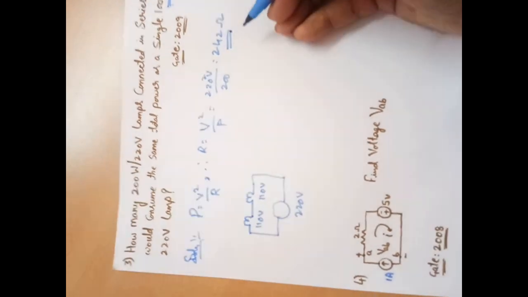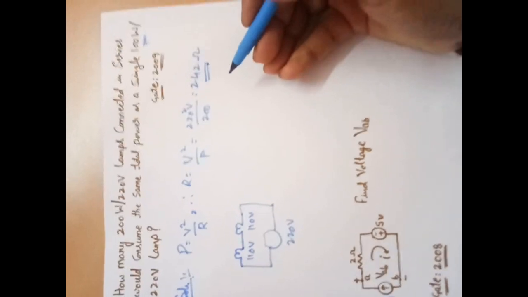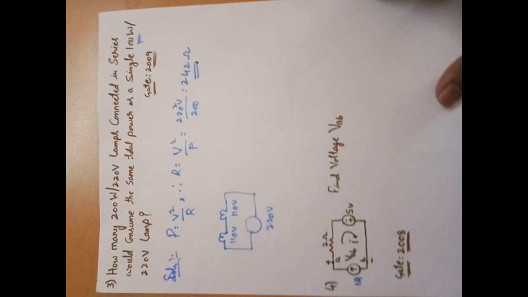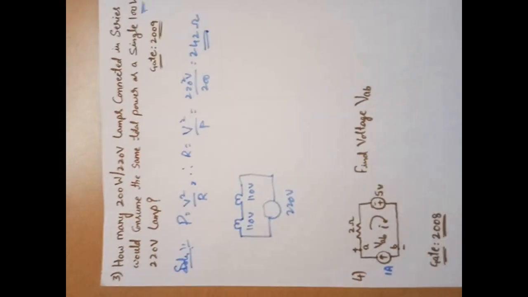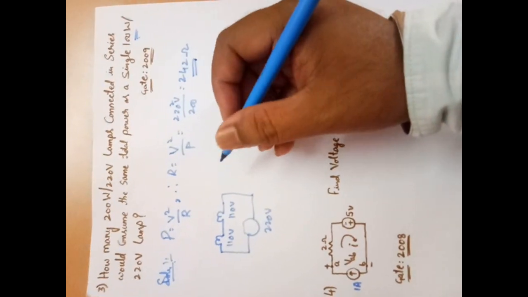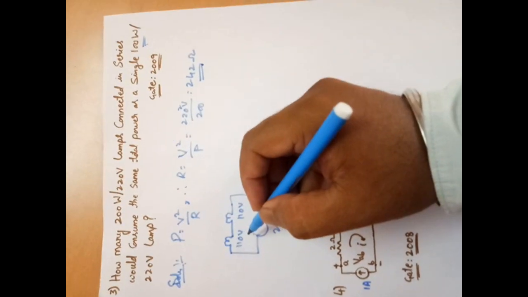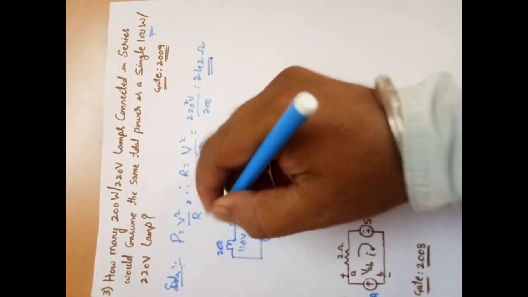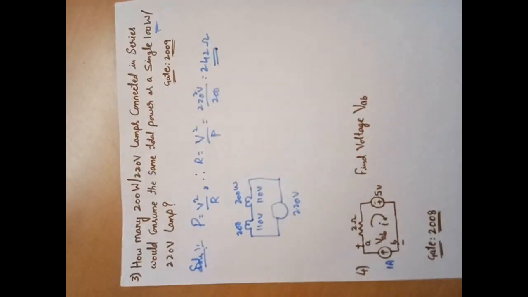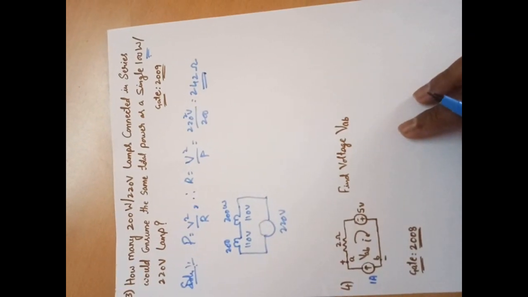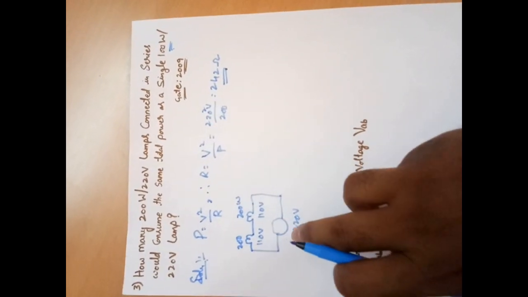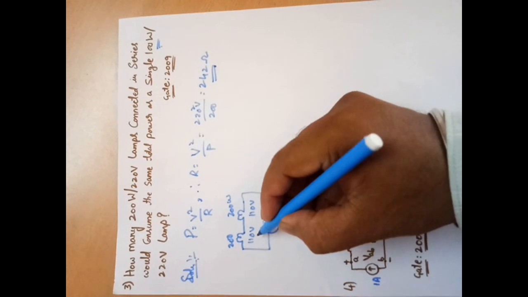Now we need to identify whether connecting two lamps in series of this rating will consume 100 watts or not. If not, you should go for 3 lamps or 4 lamps. You will get an idea here itself. The power rating of each lamp is 200 watt, but actually we are not applying 220 volt, we are applying only 110 volt here. When these are in series, each gets only 110.